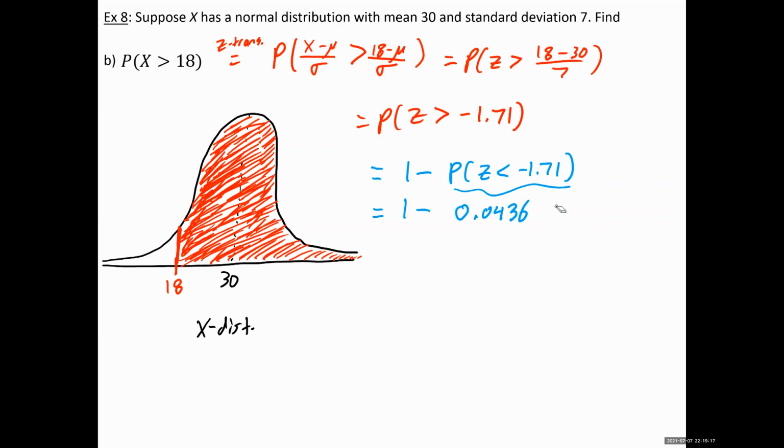And then we got to do 1 minus that. So the final answer, 0.9564. That's part B. Questions on part B?